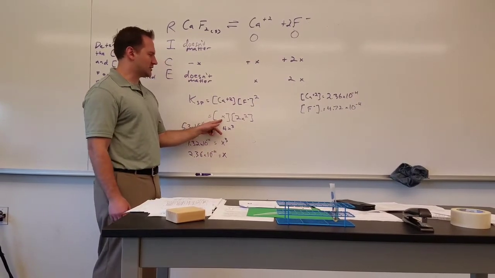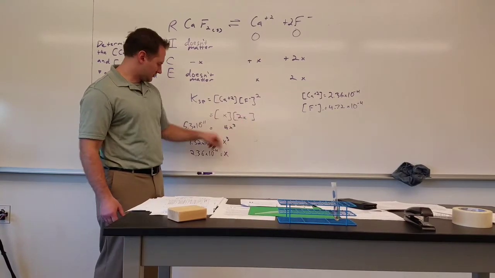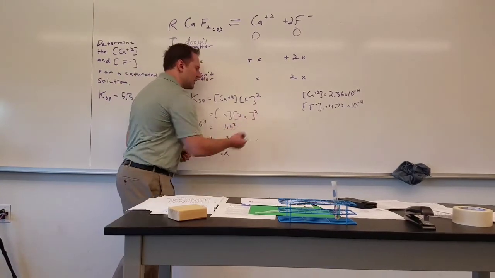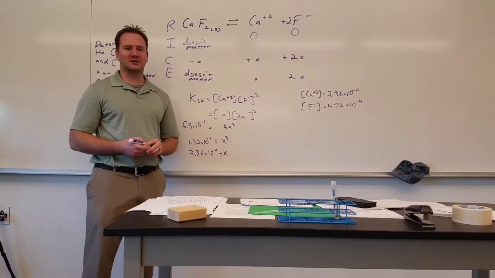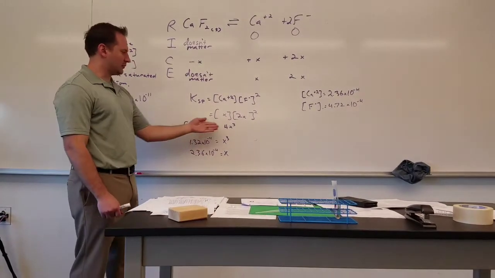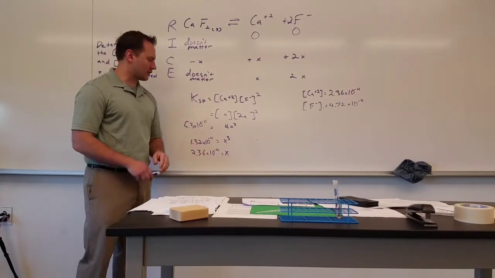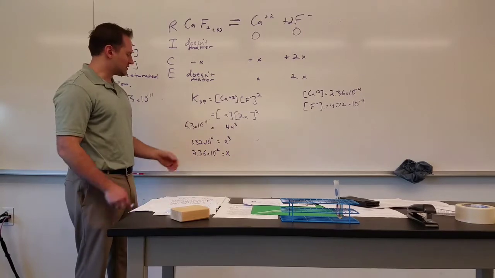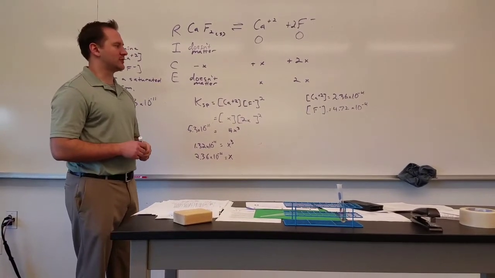Then we have to come back to our Ksp expression and plug those in for concentration. So calcium is X and the fluoride is 2X, and that should be squared on the outside. What we end up with is that our Ksp is equal to 4X cubed. Simplifying that a little bit by dividing both sides by 4 gives us this expression, and then solving for X by taking the cube root, you would see that we get a value of 2.36 times 10 to the negative 4th to represent X.